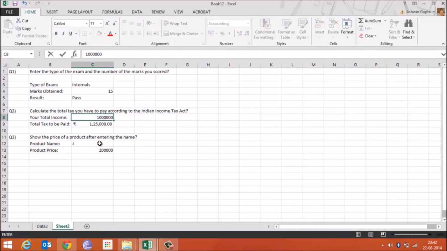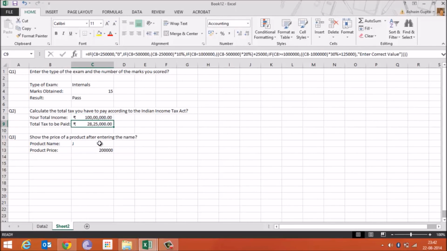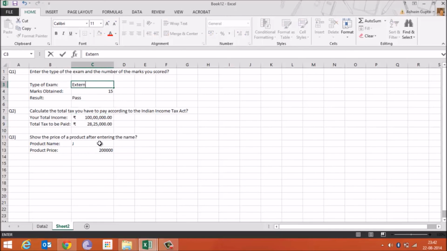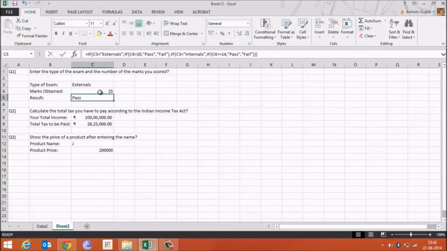Using another example, for example 2, we get the income tax amount. That's it for me. Thank you so much for seeing this tutorial.